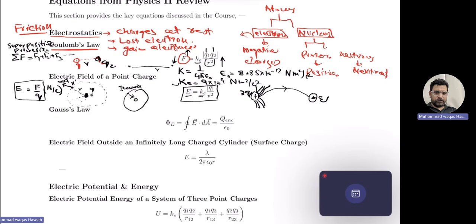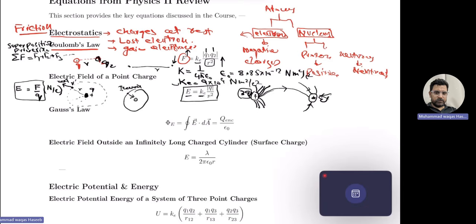Okay, so all field lines originate from positive charge and terminate on negative charge. So negative field lines have an inward direction like this. And if you have stronger lines, it means greater strength of the charge, and a stronger electric field.